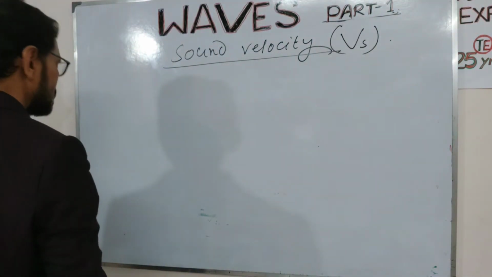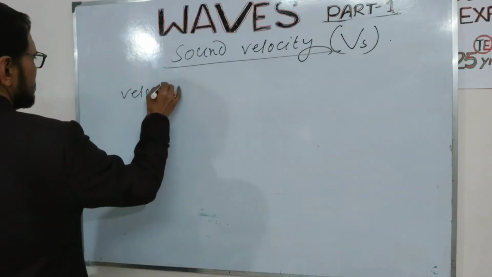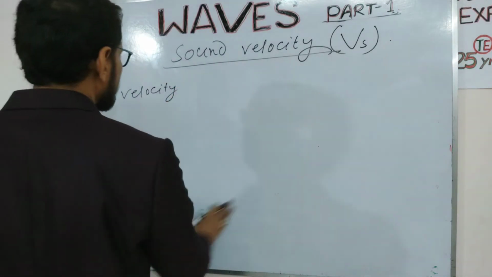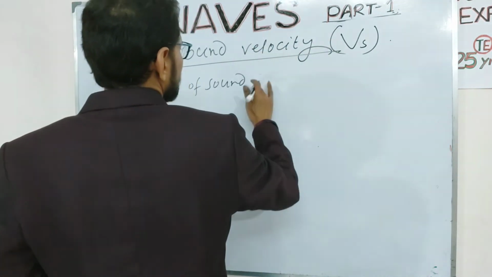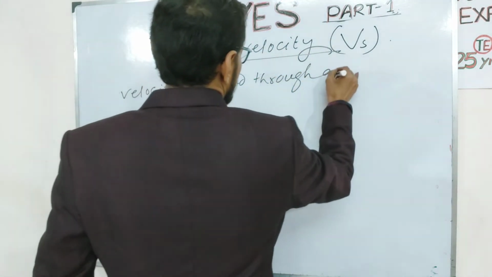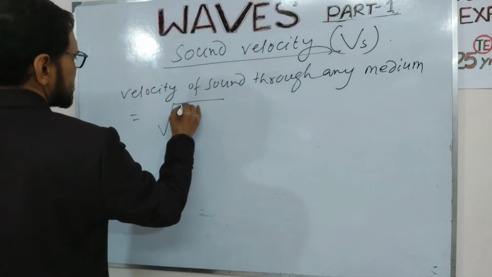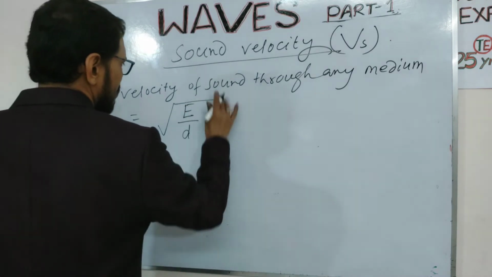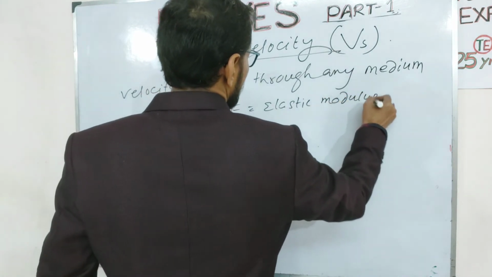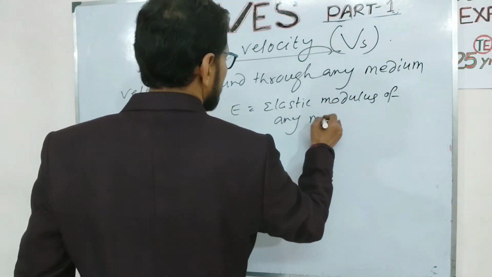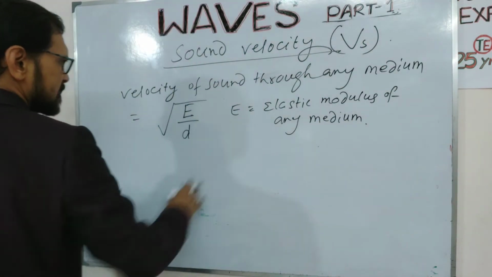Sound velocity. Velocity of sound. It is found that velocity of sound through any medium equals root over elastic modulus by density. Velocity of sound through any medium equals this formula, where E is the elastic modulus of the medium.